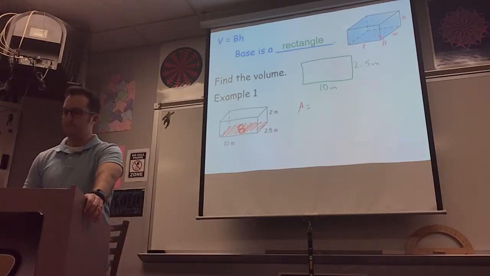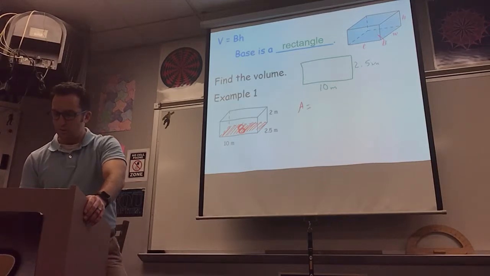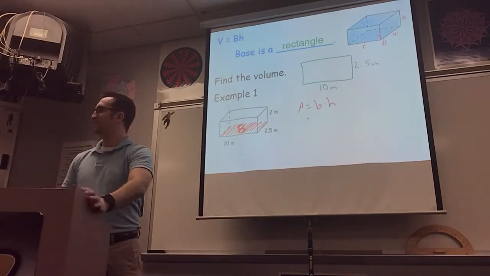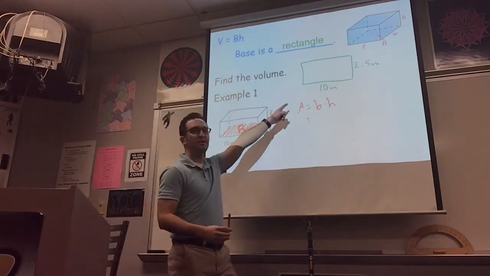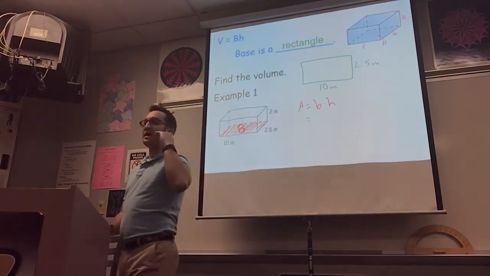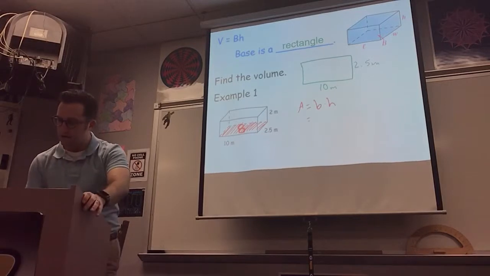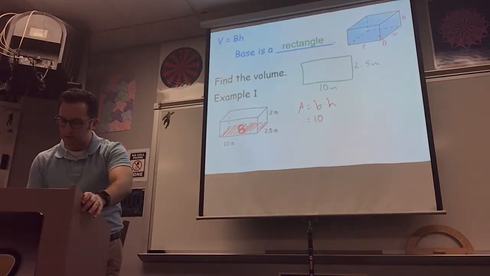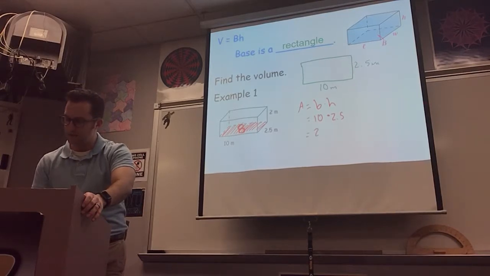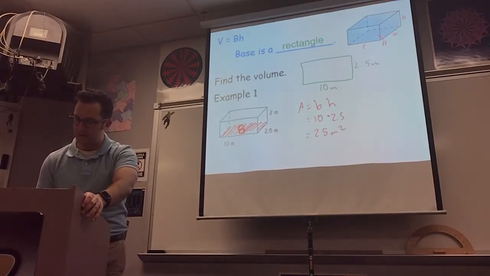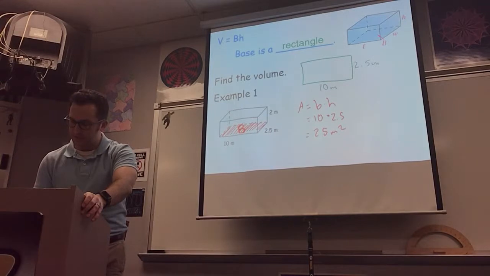So let's find it. Area equals what? A equals B times H. Why B times H? Because you're doing the area of the figure. Area of the rectangle, right? Isn't the base a rectangle? So we need to find the area of the base so we can multiply times the height. That's 10 times 2.5, which is pretty easy to do in our head. 25 meters squared. Now what is that? This represents the area of the base.